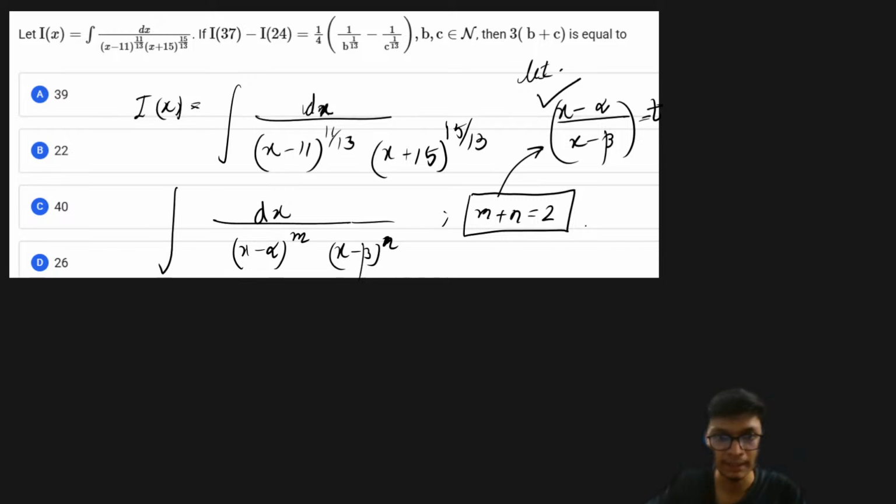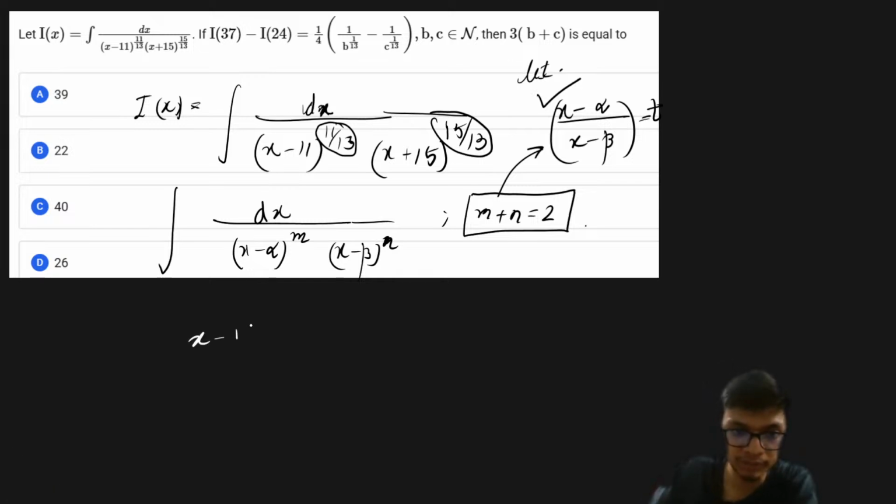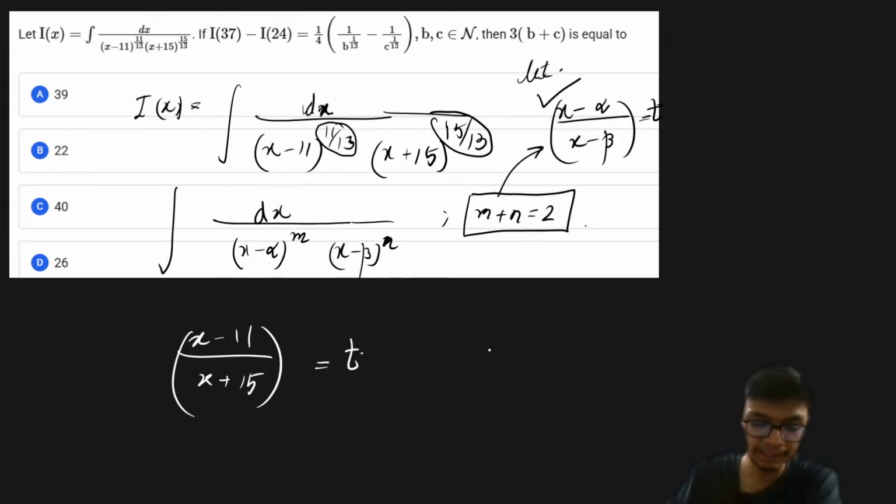If you look over here, the sum of these powers is again going to be equal to 2. So if you have this sum equal to 2, then let us consider (x minus 11) by (x plus 15) is equal to some variable t.